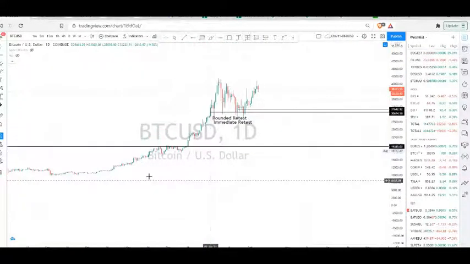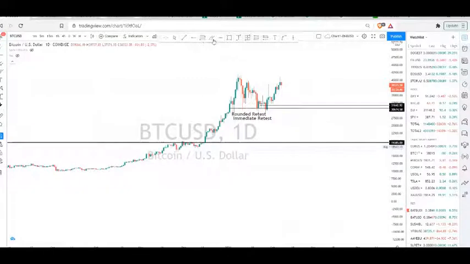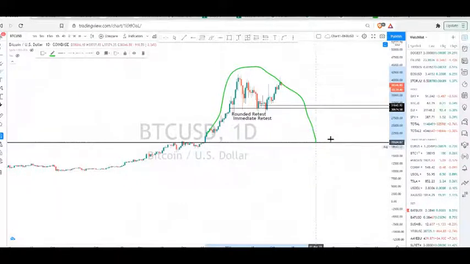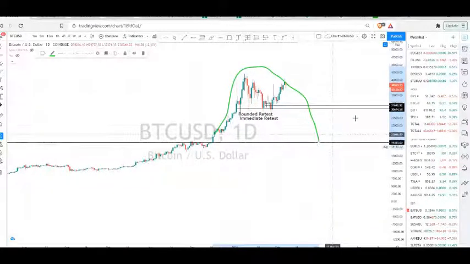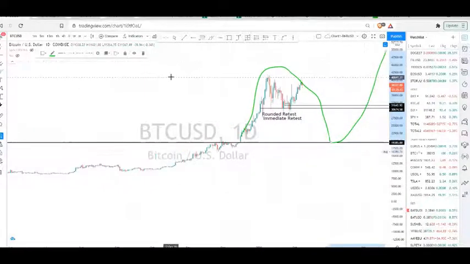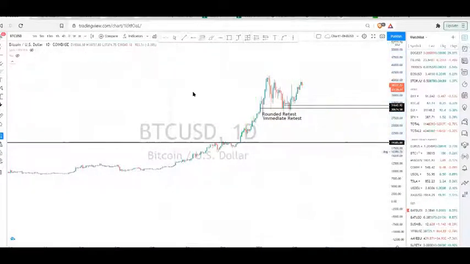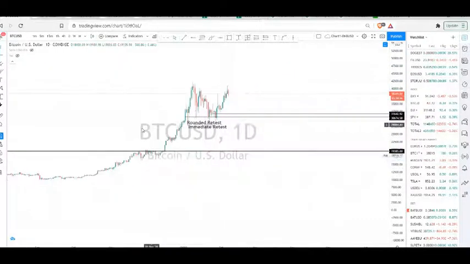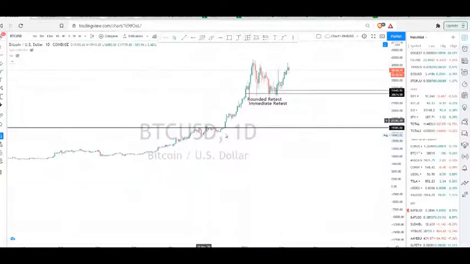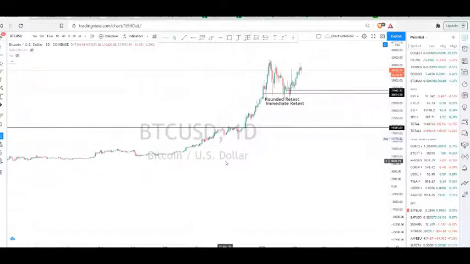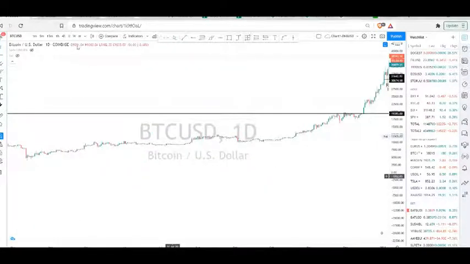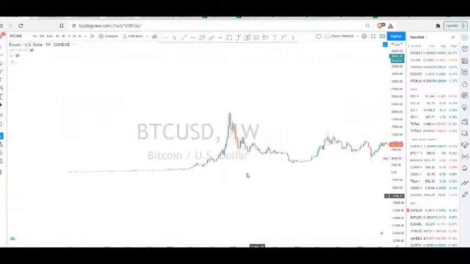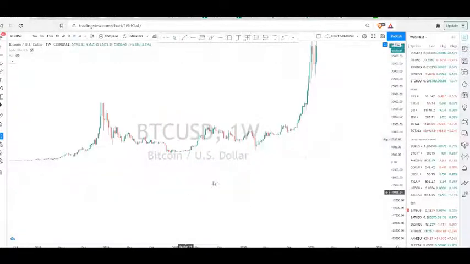Now, because history repeats itself, at a point in time, Bitcoin is going to come back to this 20,000. Rounded retest. It's going to come back to this 20,000 and probably go higher again. So because of rounded retest, it might happen, it might not happen anyway. But the probability is high that it's going to happen. So that's rounded retest. Now, rounded retest, like I said, they happen mostly on higher time frame.